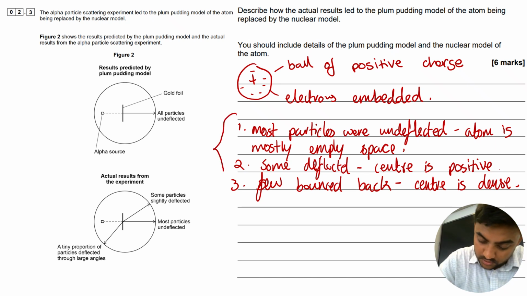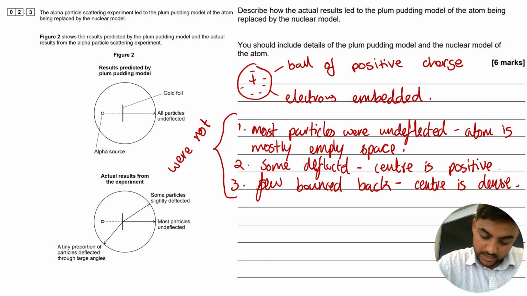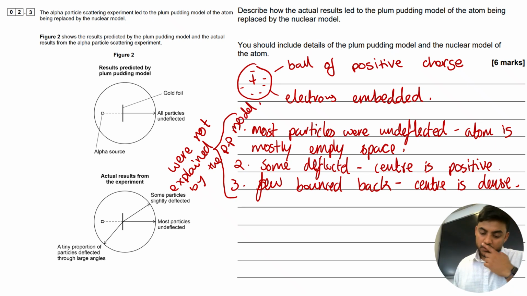So, why did the plum-pudding model get replaced? All 3 of these things were not explained by the plum-pudding model. Okay, so none of those things were explained by the plum-pudding model.